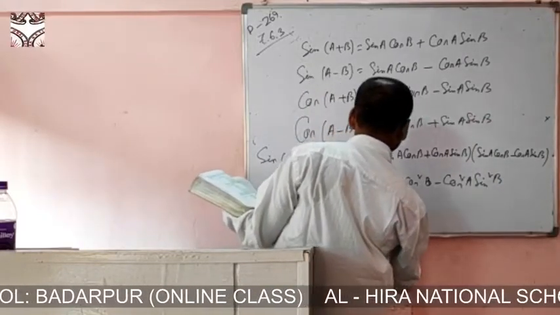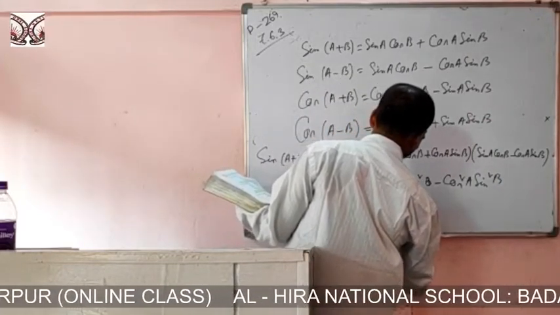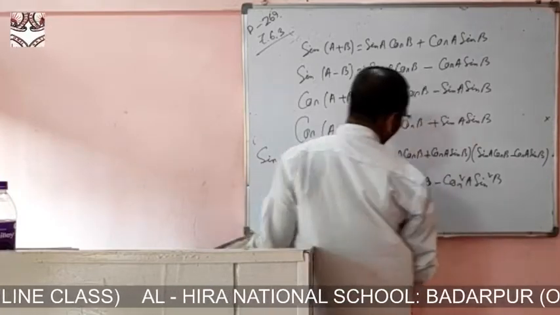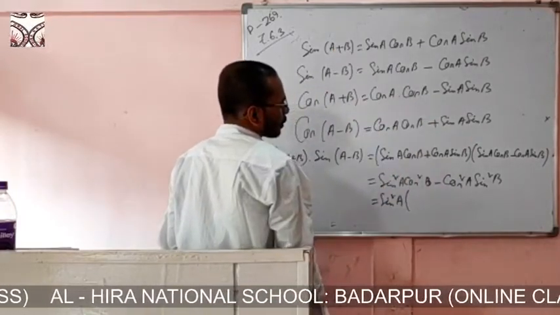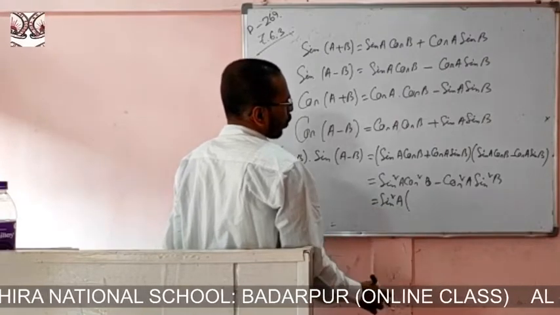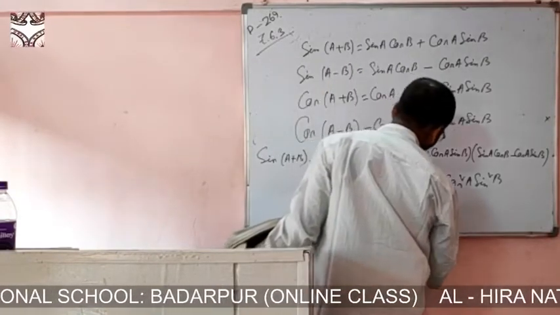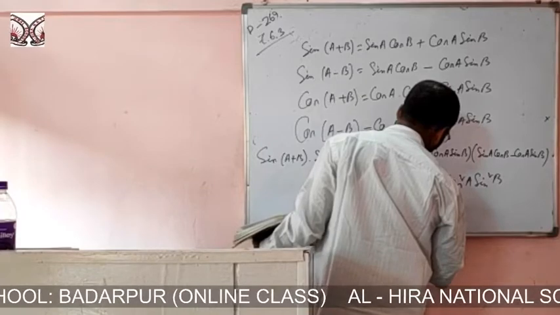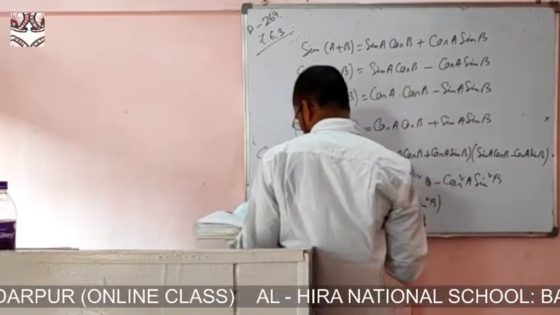So now in place of cos square B, using the earlier identity sin square B plus cos square B is equal to 1, cos square B will be 1 minus sin square B.